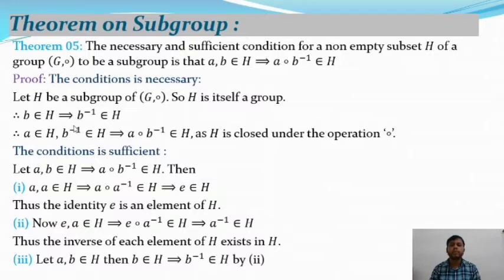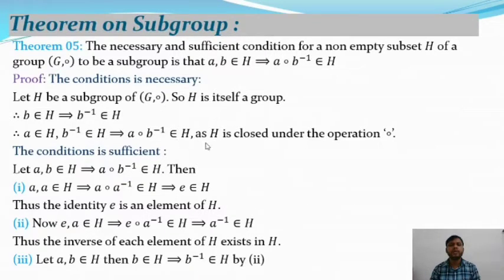Then from the inverse property of a group, we see that B inverse also belongs to H. So A belongs to H and B inverse belongs to H, which implies A composition B inverse also belongs to H, where A is an element in H, and B inverse is the inverse of B, where B is in H. So A belongs to H, B inverse belongs to H, then from the closure property of the operation composition, A composition B inverse also belongs to H.